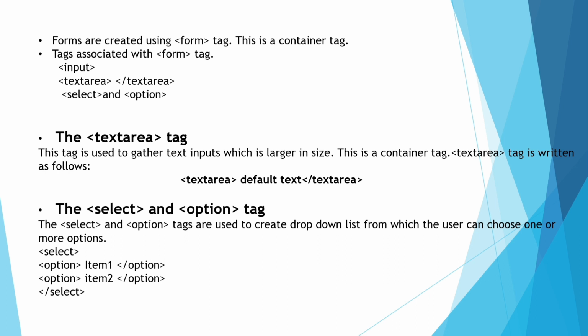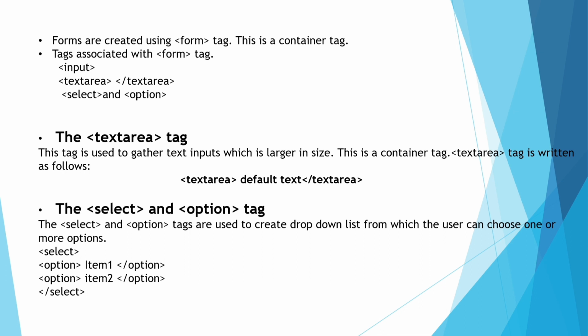First of all, we need to create a form using the form tag. That is a container tag, which means it will have an opening as well as a closing tag. The tags associated with the form tag are the input tag, text area, and select an option. So what is the text area tag? When we have to gather text inputs which are larger in size, then we use the text area tag, which is also a container tag, so it requires an opening as well as a closing tag.